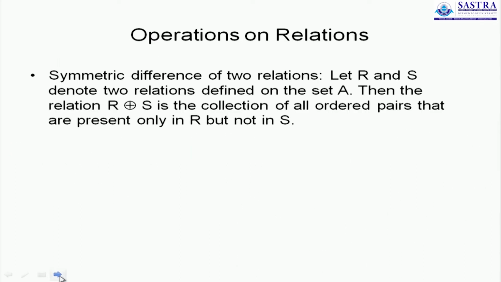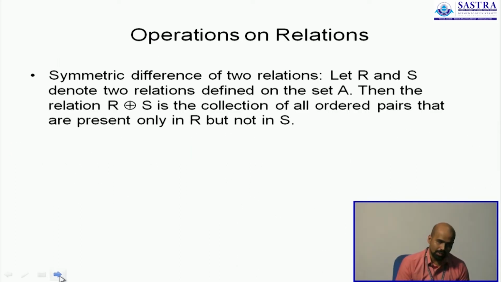The next operation that we'll see is on the symmetric difference between two relations. Let R and S denote two relations defined on the set A. Then the relation R plus S, called the symmetric difference, will contain all ordered pairs that are present in R but not in S. Elements that are exclusive to R but not in S will be included here, or elements which are present only in R or only in S but not in both.